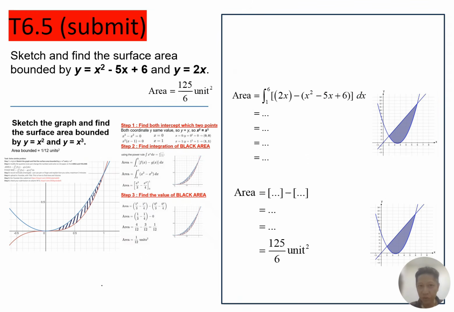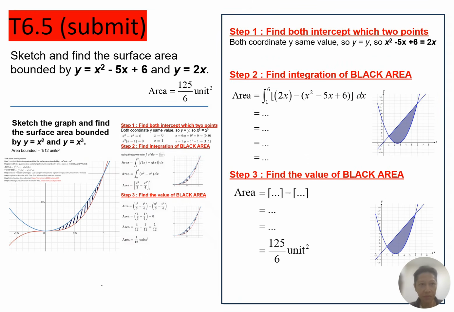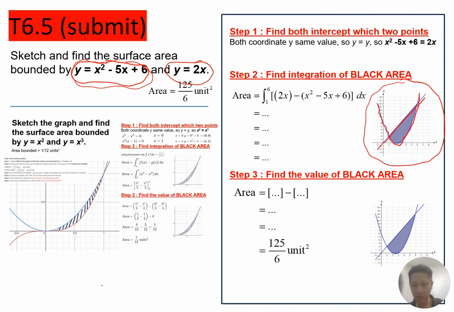We're going to use the same approach to solve this week's T6.5. It has two functions. The first function is y equals x squared minus 5x plus 6. The second function is 2x, which is a straight line, linear. The first function is the quadratic. If we're capable of sketching it, this will be the diagram that we can see. Because we want to find the area bounded by these two functions here, after the sketching, it is the black area.